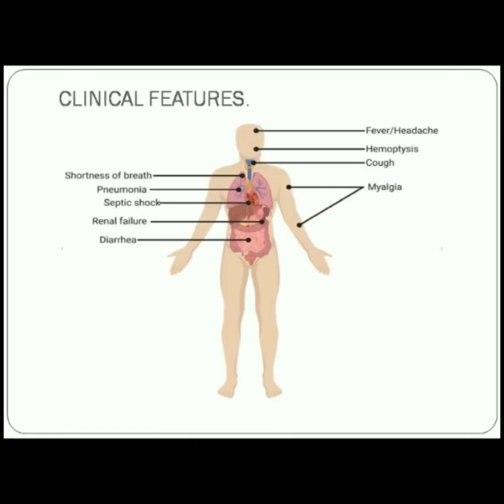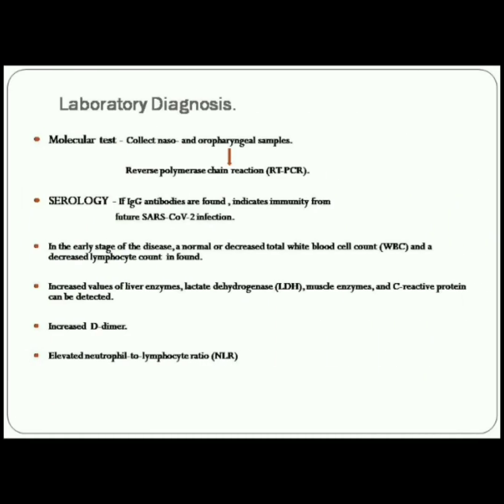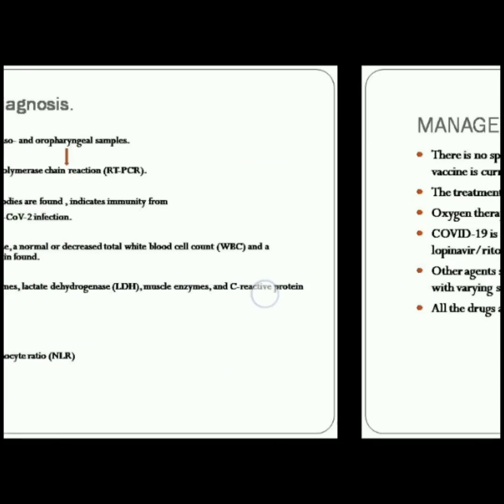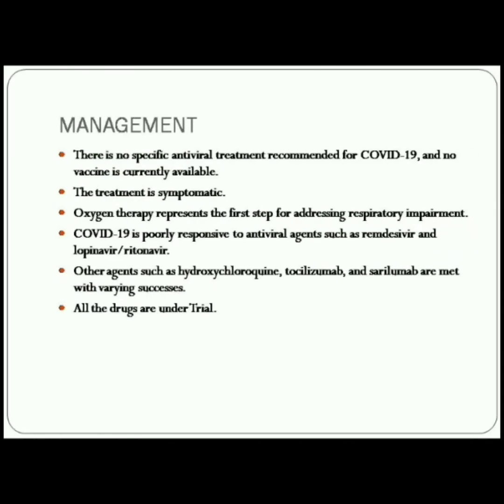Then the clinical features: the patient can have shortness of breath, pneumonia, septic shock, renal failure and diarrhea. The patient may present with fever, headache, hemoptysis, cough and myalgia. Lab diagnosis can be done by molecular test, where RT-PCR is done on naso- and oropharyngeal samples. In serology, we check the IgG antibodies, which indicate immunity from future SARS coronavirus 2 infection. In the early stage, there can be a normal or decreased WBC count, increased liver enzymes, increased D-dimer, and an elevated neutrophil to lymphocyte ratio.